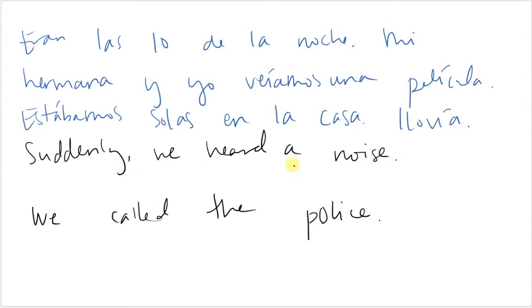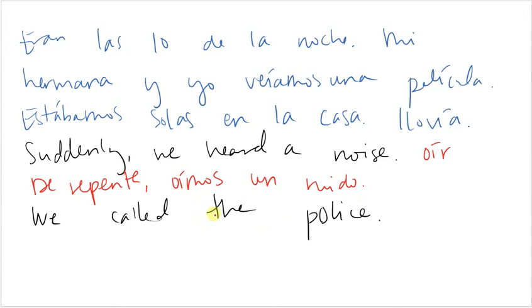Then, suddenly, we heard a noise. This is a completed action. We know that it happened and we know that it's done. So, de repente, we're going to use the preterite of oír. De repente, oímos un ruido. We heard a noise. Done. Completed action. So, we called the police. To call is llamar. We're going to use the preterite because it's a completed action. Llamamos a la policía.